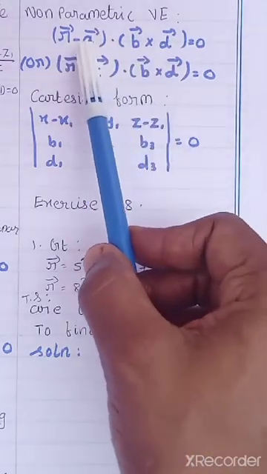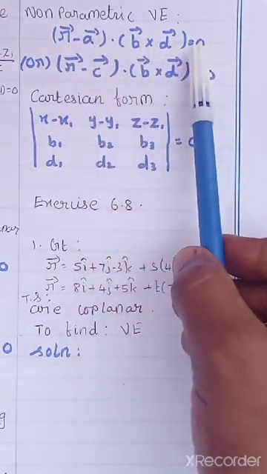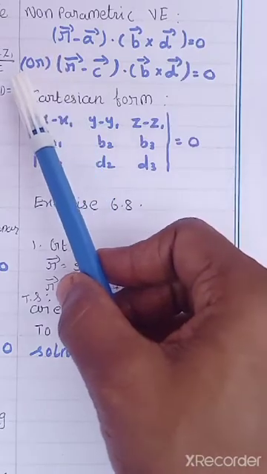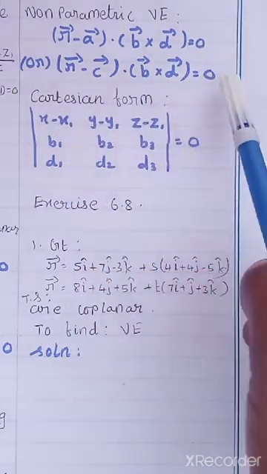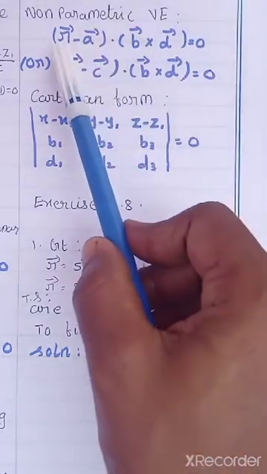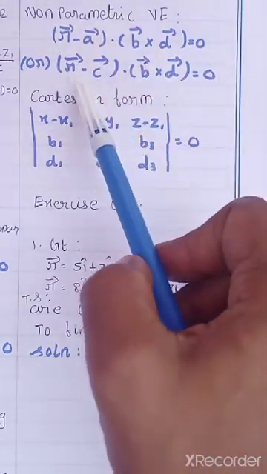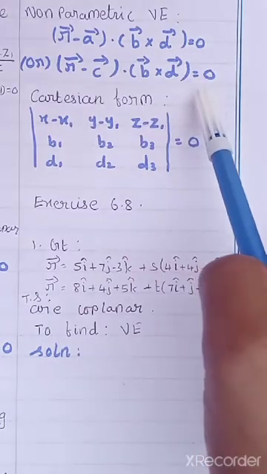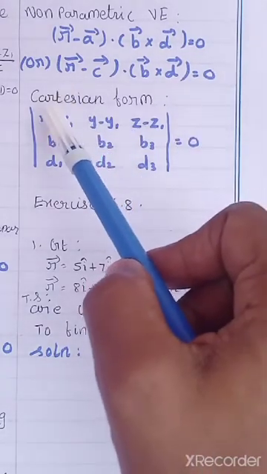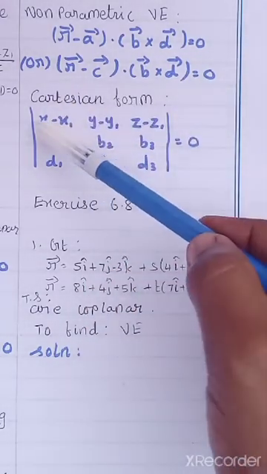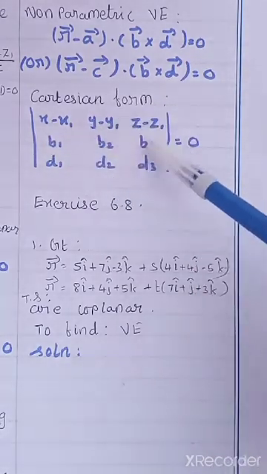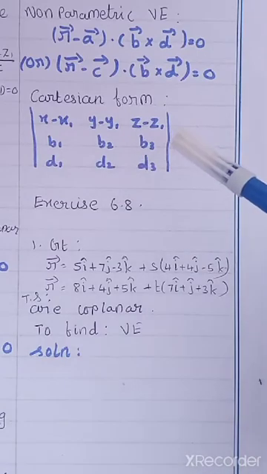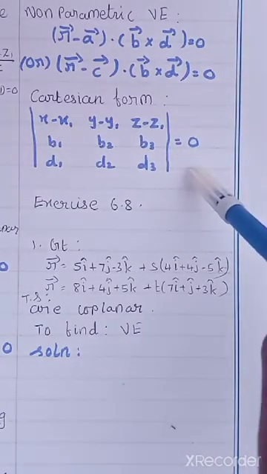R minus A dot B cross D equal to 0, or R minus C dot B cross D equal to 0. These are the two lines, okay? And what is its Cartesian form? (x minus x1, y minus y1, z minus z1; b1, b2, b3; d1, d2, d3) determinant equal to 0.